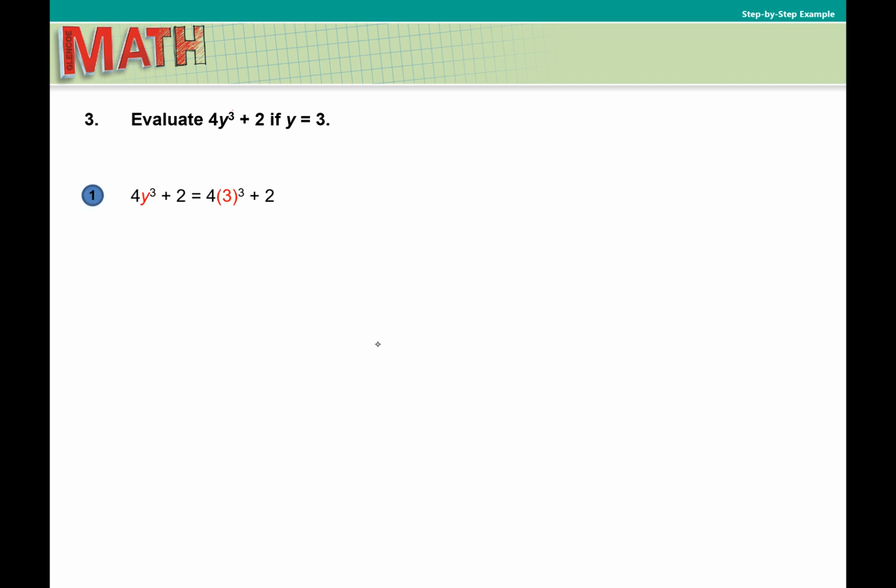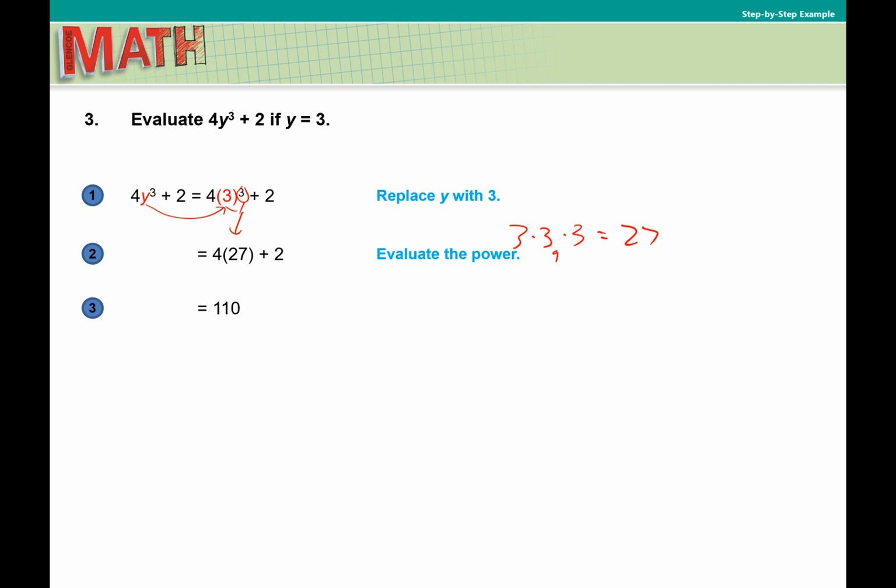So we're going to go ahead and plug that in. 3 goes in for y over here. Now, please excuse. Excuse stands for exponents, which is these right here. So we want to do that first. So 3 to the third power is 27. In other words, 3 times 3 is 9. And then multiply 9 times 3, and that's 27. So now you have your exponent out of the way. Now you multiply 27 times 4.